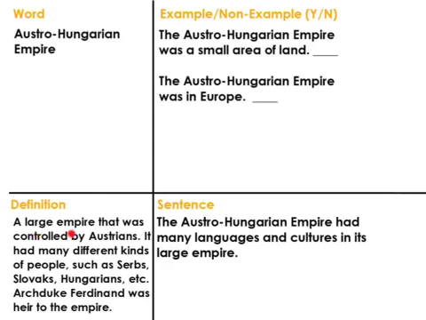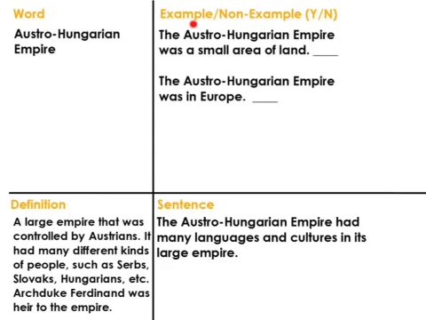It's a large empire that was controlled by Austrians. It had many different kinds of people, such as Serbs, Slovaks, Hungarians, etc. Archduke Ferdinand was the heir to the empire. Here's a sentence. The Austro-Hungarian Empire had many languages and cultures in its large empire.